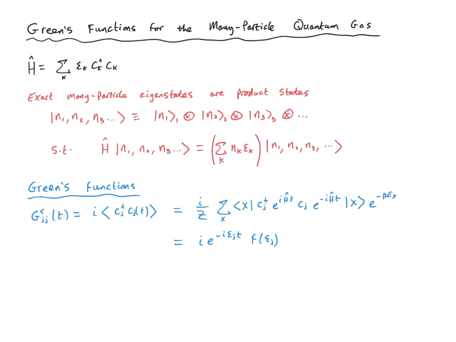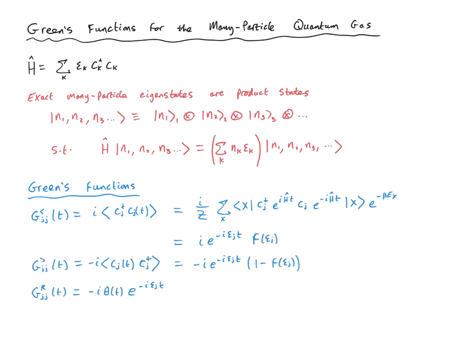Because of the product state structure of the eigenstates, one can then simply show that the lesser Green's function for orbital j is equal to i e to the minus i epsilon_j t times the Fermi function evaluated at epsilon_j. The form of this Green's function equation is exactly the same as that which we obtained for a single quantum orbital. So we see that for the quantum gas, where we have a bunch of non-interacting quantum orbitals that don't talk to each other, the Green's function for each of those orbitals is as if we have just a single orbital. And the same results also hold for the greater and retarded Green's functions. I will leave it as an exercise for you to confirm these results.